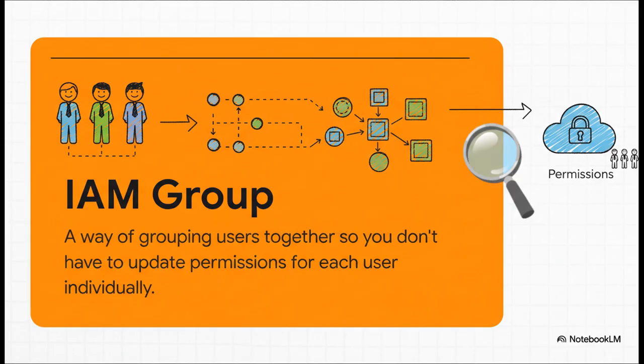Now, look, we could just give permissions directly to our intern's user account, but what happens when the next intern comes along? And the one after that? You'd be doing this over and over. Instead, an IAM group lets us create one set of permissions for a role, like interns, and then we can just drop new users into that group. It's all about working smarter, not harder.